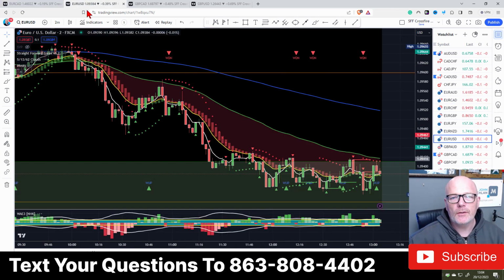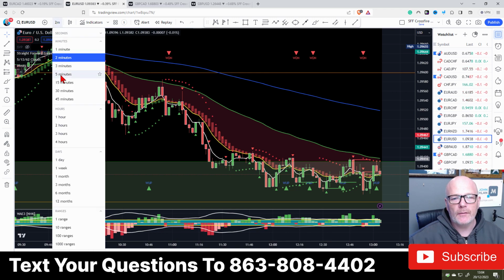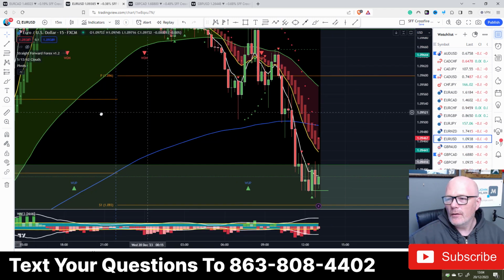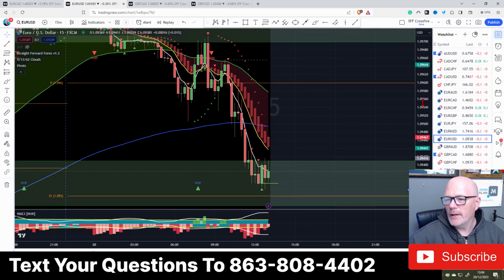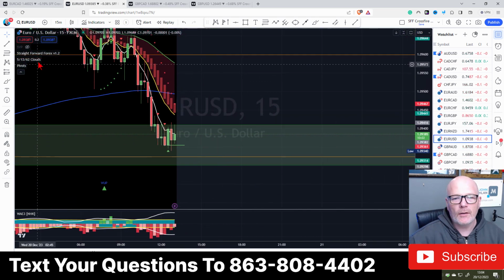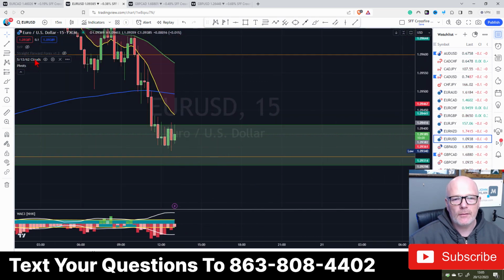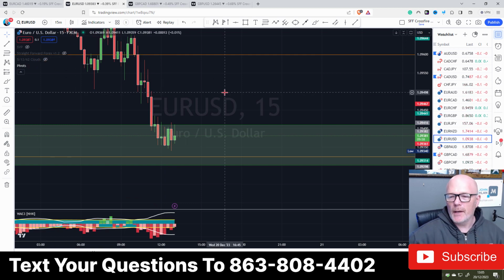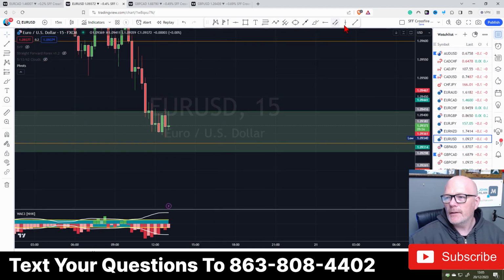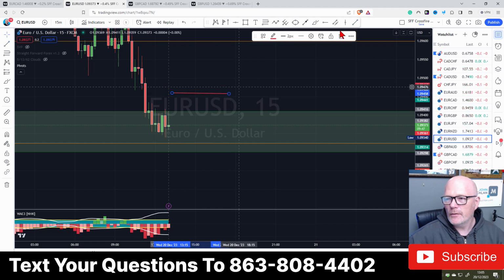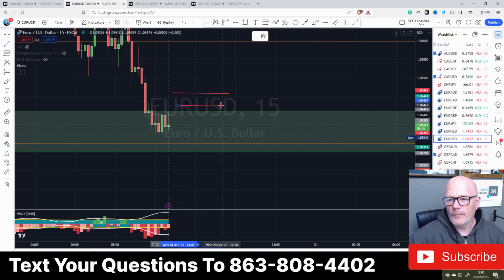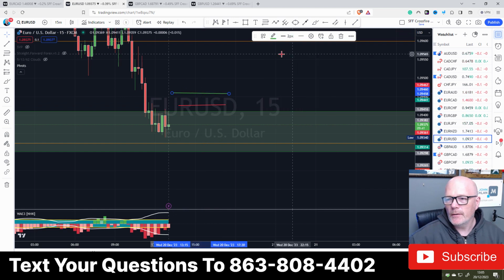So let's go to the Euro USD and put it on the 15-minute time frame. The other thing I quite like to do when I'm putting these trend lines on is take off the indicators. I'll take off the straightforward and the EMA clouds, so it's a lot neater and a lot easier to see. It would be nice if we could leave them off all the time, but we need them. Okay, so put that on the green.